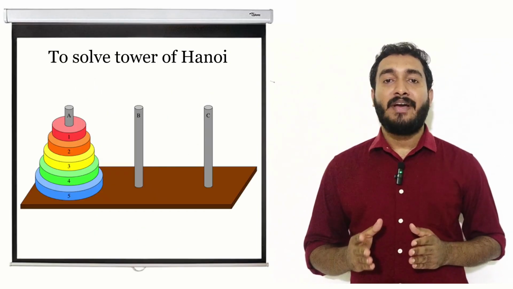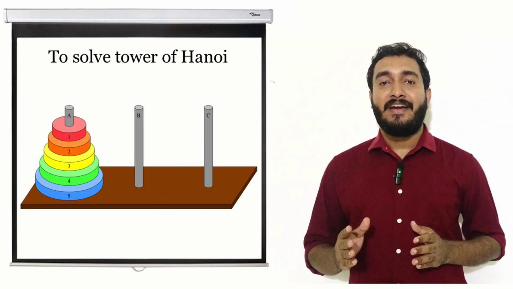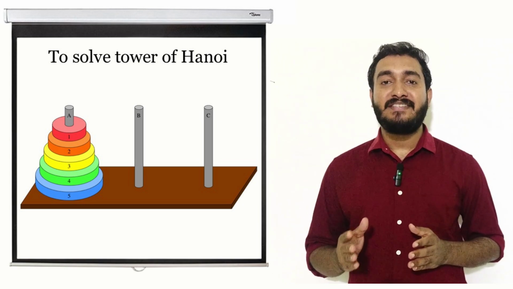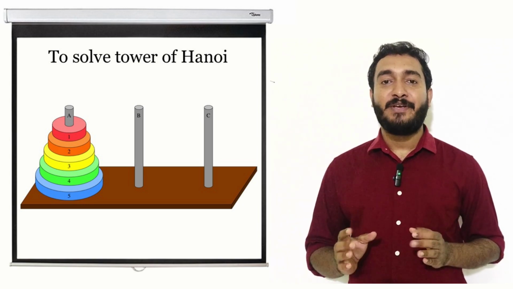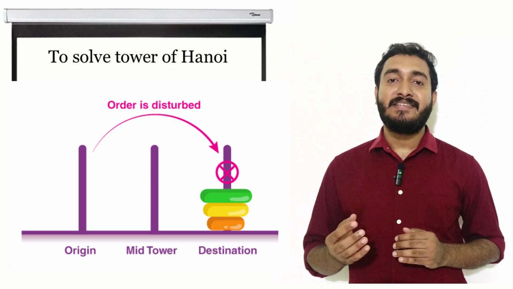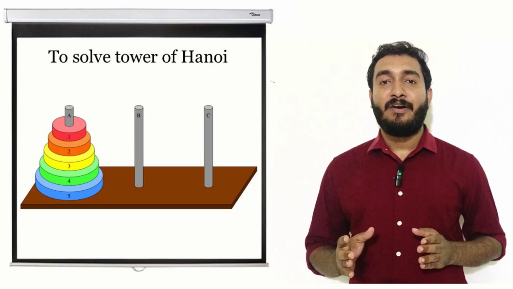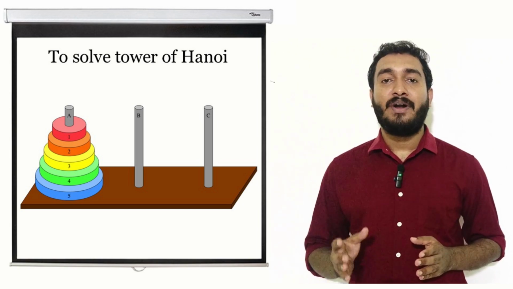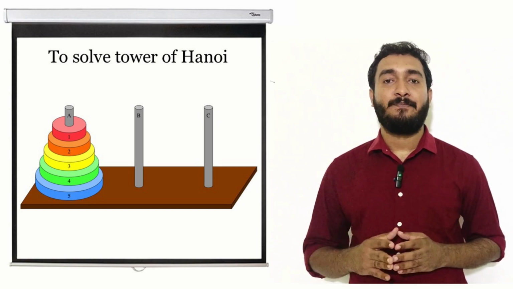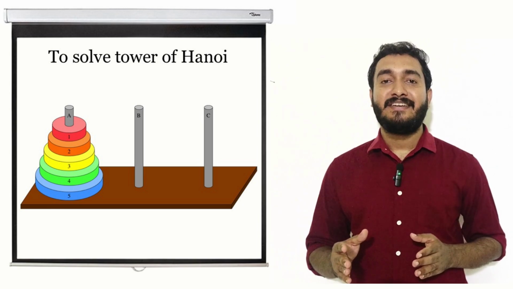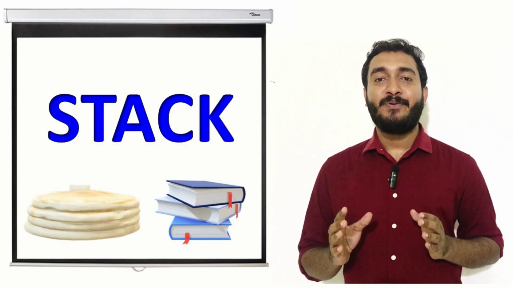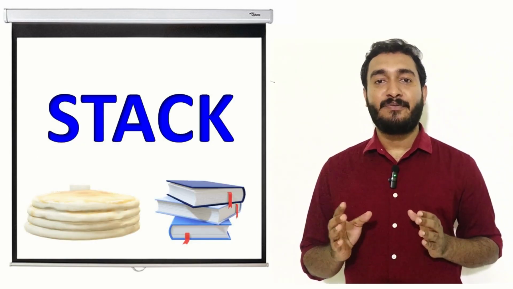To solve Tower of Hanoi, in a Tower of Hanoi we have different disks. In a Tower of Hanoi we cannot keep a bigger disk on a smaller disk. So what is the task? We have to change all the disks from one pile to another pile. To do this process we are using stack. I hope you understood the basic concepts of stack.